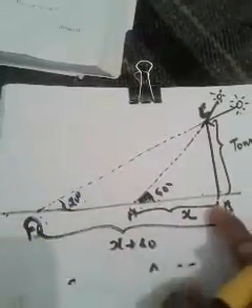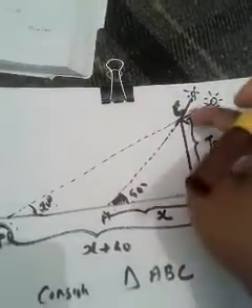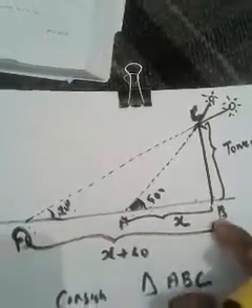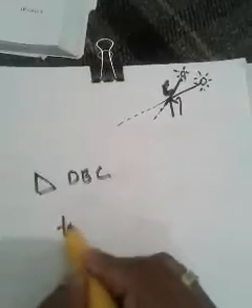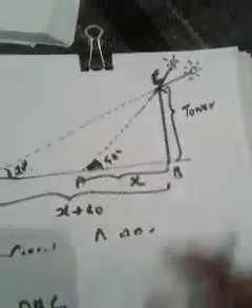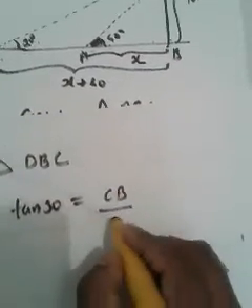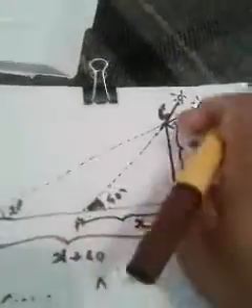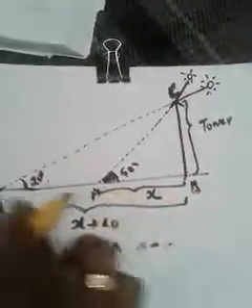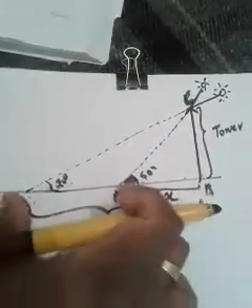And the adjacent side is given as what? Not given, but we have taken it as x plus 40. So how can you relate this opposite side and adjacent side? By the ratio tan again. So apply tan 30 is equal to opposite side, which is CB, and the adjacent side is what we have taken, x plus 40. Why? Because according to 30 degrees, this is the opposite side, and this is going to be the adjacent. Don't think that this is the adjacent side.